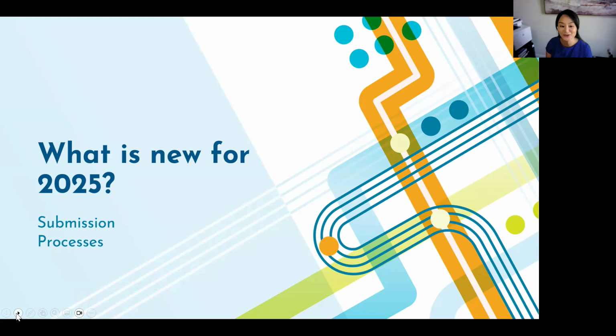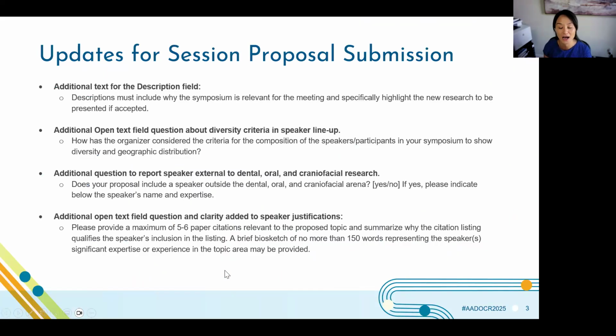First, what is new for 2025? These are some new things, and they are very exciting and relevant. The first is the session proposal submission. As you all know, we have symposium session proposals, workshops, and hands-on proposals. For 2025, when a proposal is submitted to you, these are very important points we want to evaluate. First, we now need additional text for the description of the field. The description must include why this symposium is relevant for the meeting, and we also want to specify and highlight the new research to be presented, if accepted.